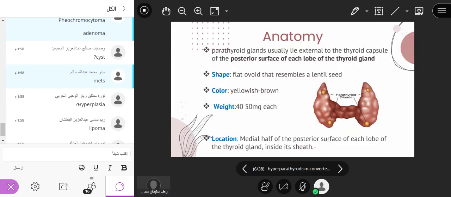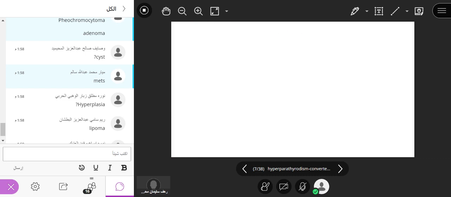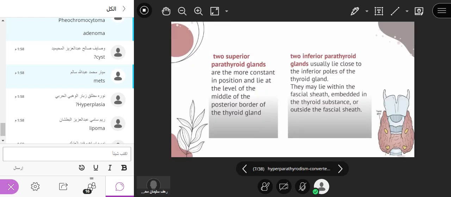So now I'm going to talk about the anatomy of the parathyroid gland. There are four glands, which lie external to the thyroid capsule on the posterior surface of each lobe. Their shape is flat ovoid, resembling a linseed. Their color is yellowish brown, and they weigh 40-50 milligrams each. The location is the medial half of the posterior surface of each lobe of the thyroid gland, inside its sheath.